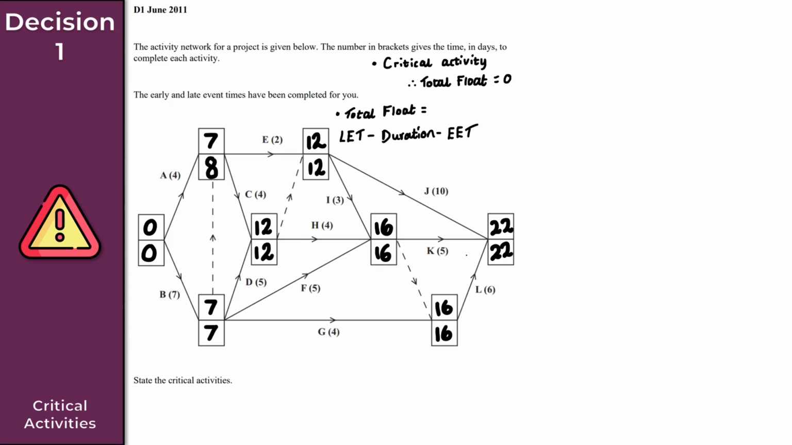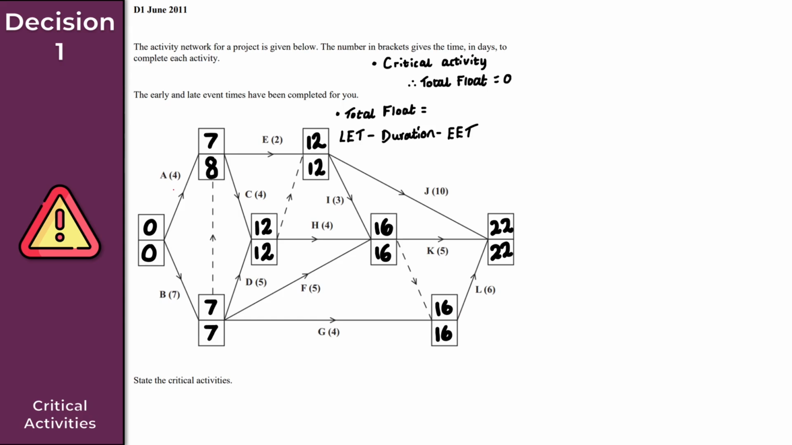Let me just change my pen color here. We'll do it in red. Let's find the total float for each individual activity. What we're looking for is any activities that have a total float of 0, right? If they have a total float of 0, then the activity is a critical activity, right?